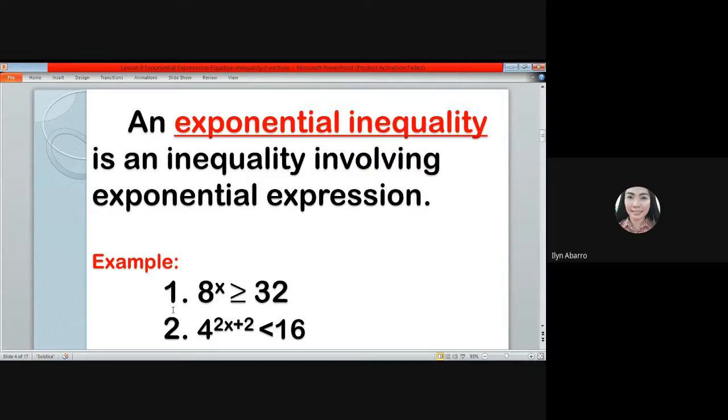Number 2, 4 raised to 2x plus 2 is less than 16. So our exponential expression is at the left side of the inequality. 4 is the base, which is greater than 0 but not 1. And our exponent has a variable x. So this is an exponential expression already, and it is less than 16. So, check. This is an exponential inequality.